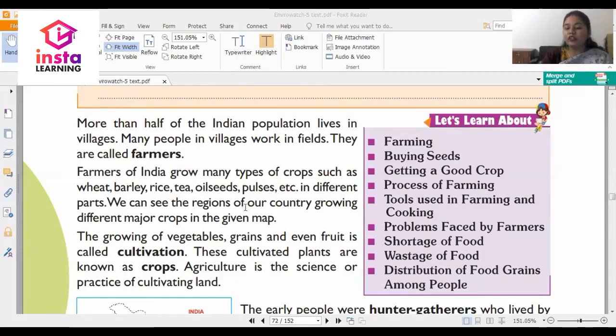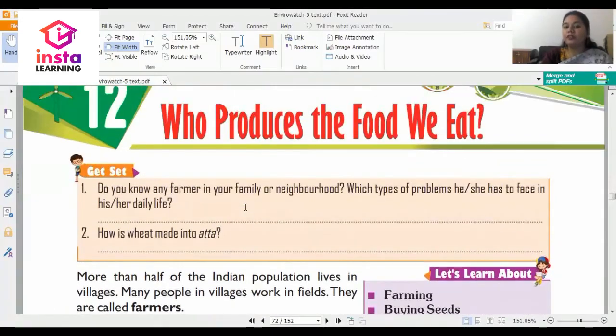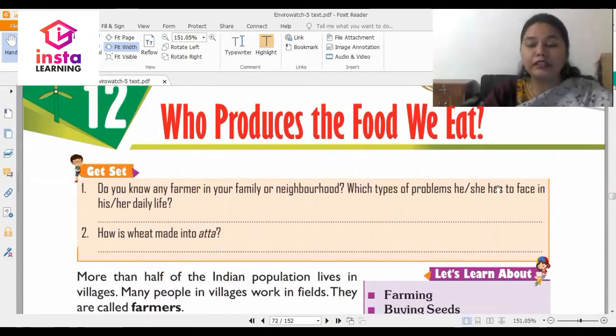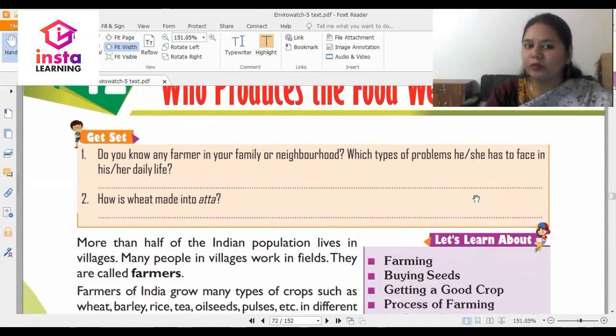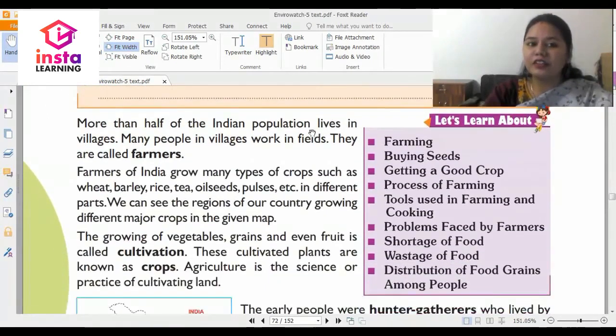What is the name of the chapter? The name of this chapter, chapter number 12, is Who Produces the Food We Eat? So the food that we eat on a daily basis, where does that food come from? Let us find out. More than half of the Indian population lives in villages.